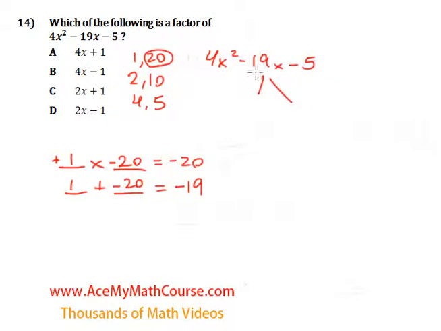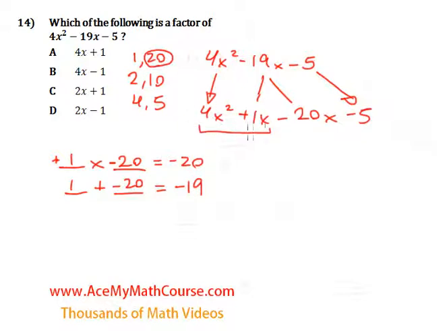So let's just split up the negative 19x into 1x minus 20x. Then I can bring down the minus 5 as well as the 4x squared. And we pair these numbers off and these also. Now, the GCF of 4x squared and 1x is just x. 4x squared divided by x is 4x. 1x divided by x is just 1.